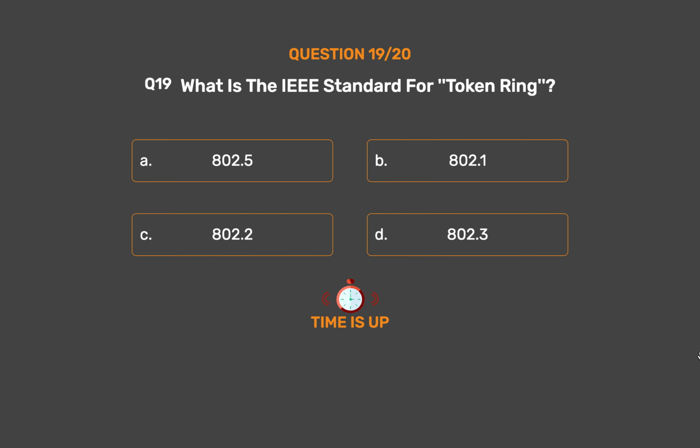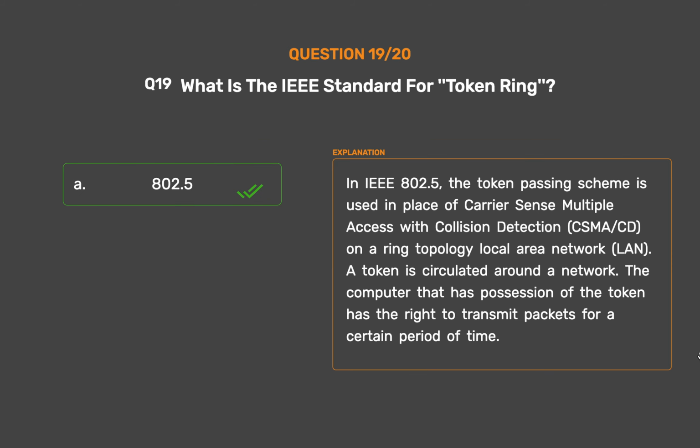The correct answer is option A, 802.5. In IEEE 802.5, the token passing scheme is used in place of carrier sense multiple access with collision detection, CSMA/CD, on a ring topology local area network, LAN. A token is circulated around a network. The computer that has possession of the token has the right to transmit packets for a certain period of time.